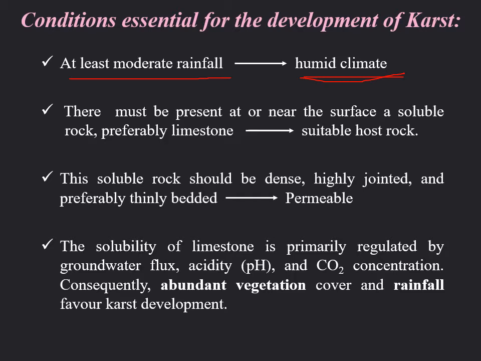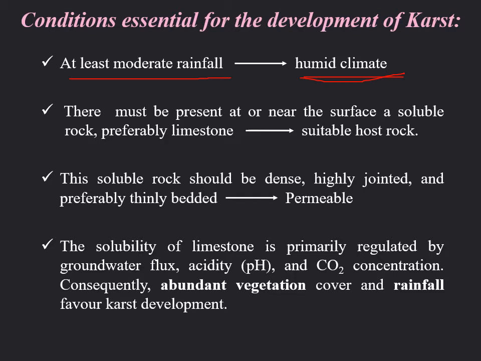Secondly, there must be present at or near the surface a soluble rock. So when the acidic water precipitates in the form of rainwater, there should be some exposed rock so that the precipitated acidic rainwater can react directly. If there is no exposed rock surface, then this reaction will not occur.